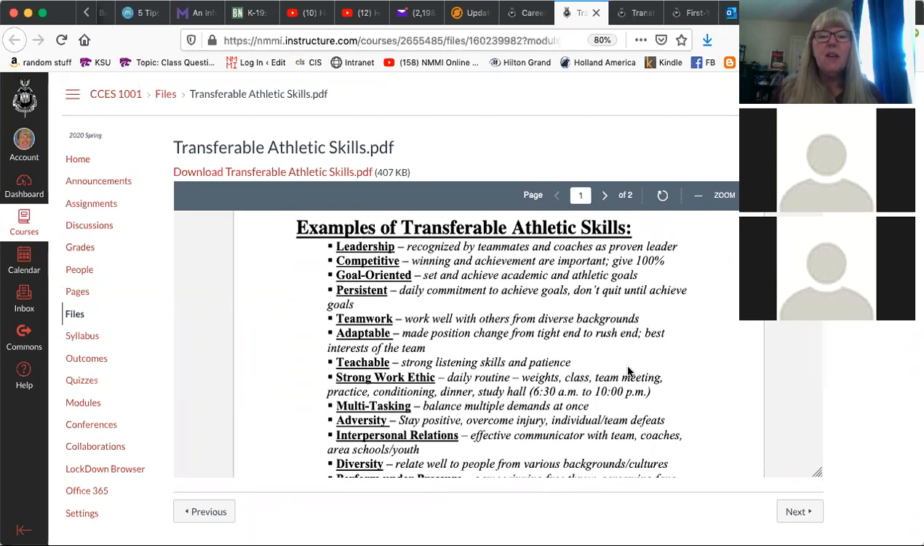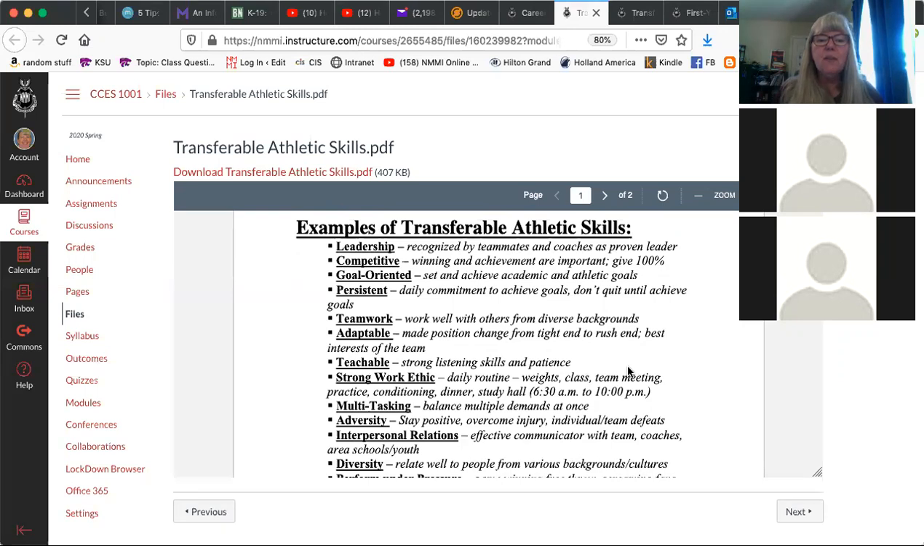So on the examples of transferable athletic skills, first thing we see is leadership. Okay, and the statement that they give for that is recognized by teammates and coaches as a proven leader. So that could also be reworded, related to the corps. Recognized in the corps as a proven leader, or in the corps of cadets probably would be a better explanation. But it could be recognized by teammates, and you can just take that phrase, recognized by teammates and coaches as a proven leader, and put that in your summary of qualifications.